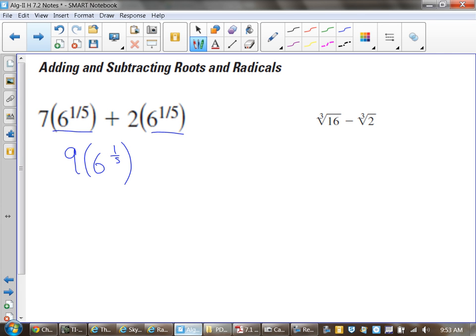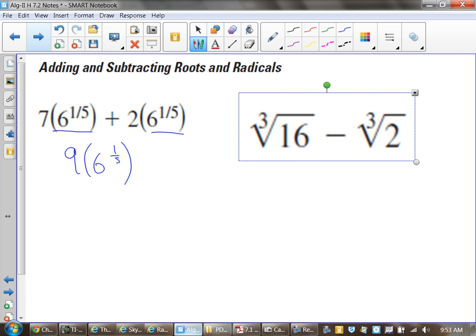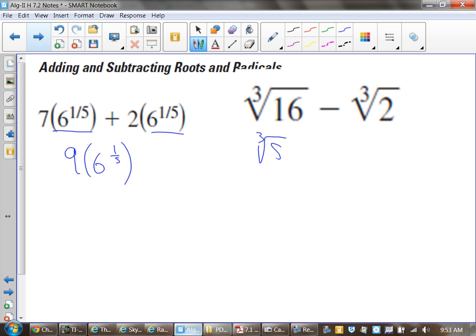Combining like terms. Now, in the next one, they do not have the same roots right away, do they? No. But can you simplify one of them to make it look like the other? Can I break apart the cube root of 16? Into what? The cube root of what and what? What's the perfect cube that goes into 16? 8. So I can do the cube root of 8 times the cube root of 2 and subtract out the cube root of 2.